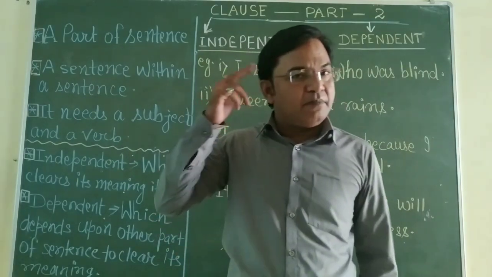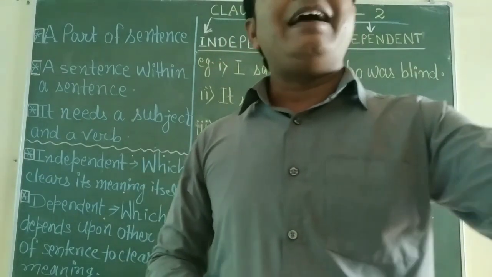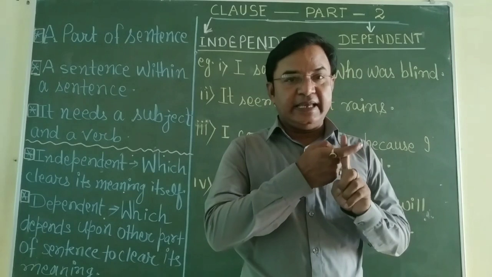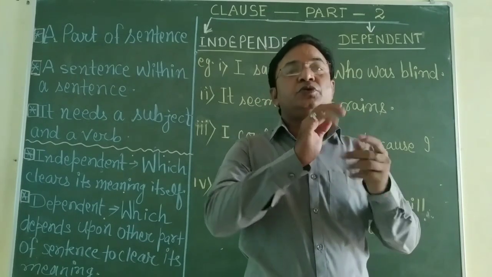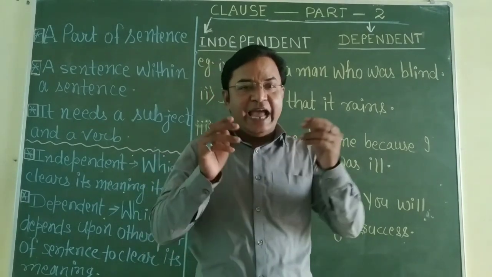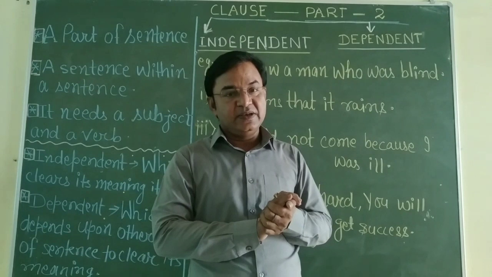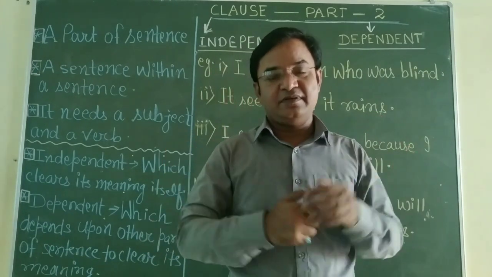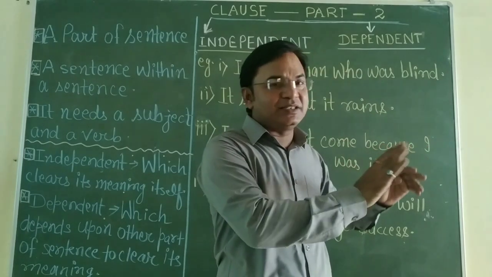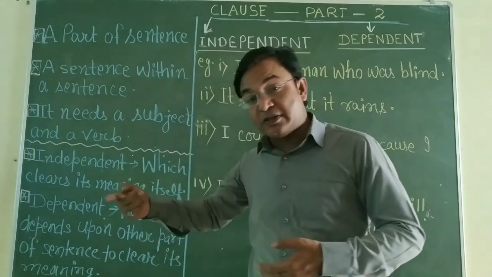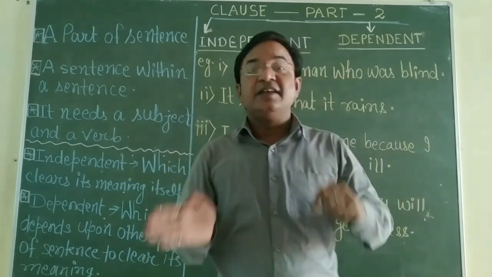Now, another thing also comes in our mind, that how many types of clause are there? Children, basically, there are two types of clause. One is independent clause and next one is dependent clause. That part of sentence which clarifies its meaning itself, again I am repeating for you, it is independent clause, while that part of sentence which does not clarify its meaning itself, but depends upon the others, that is called dependent clause.